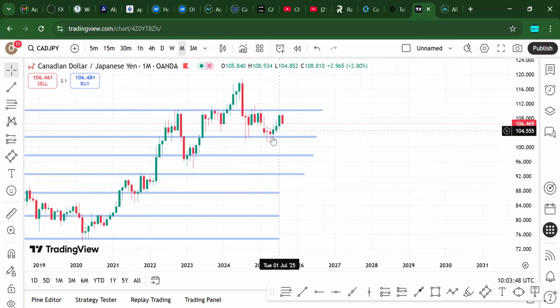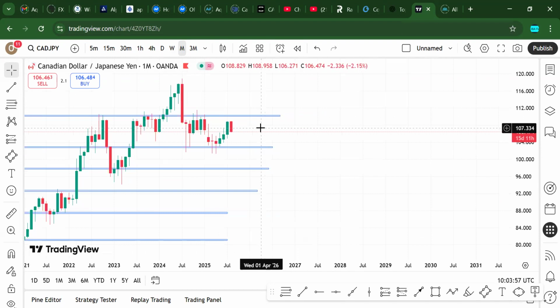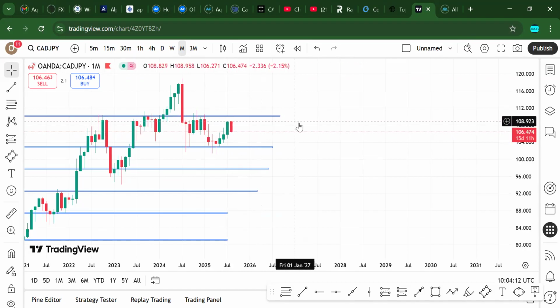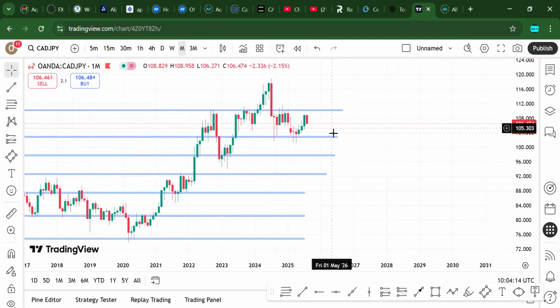If we look closely, price was rejected from this key zone for 1, 2, 3, 4 months, and we're expecting price to get to this other resistance zone because price has been rejected severally from this other resistance zone. However, we can see a big bearish candle now, which means that price is currently retracing. So this is all we can actually get from the monthly time frame.